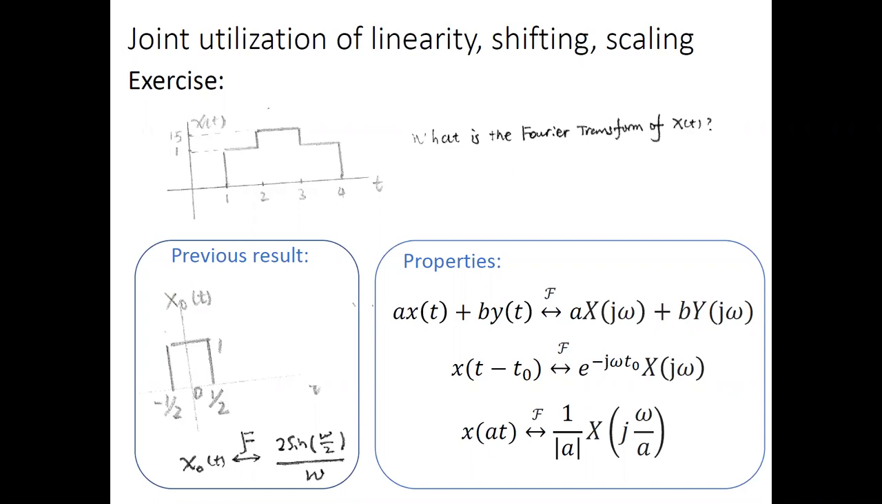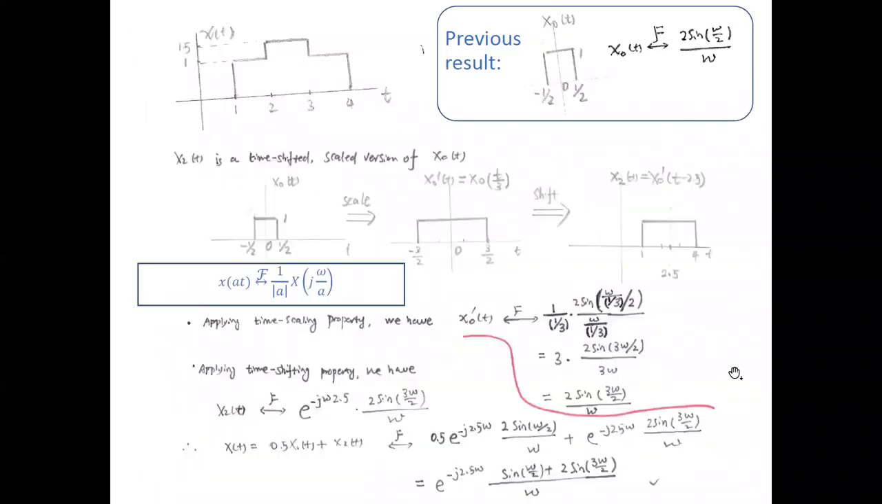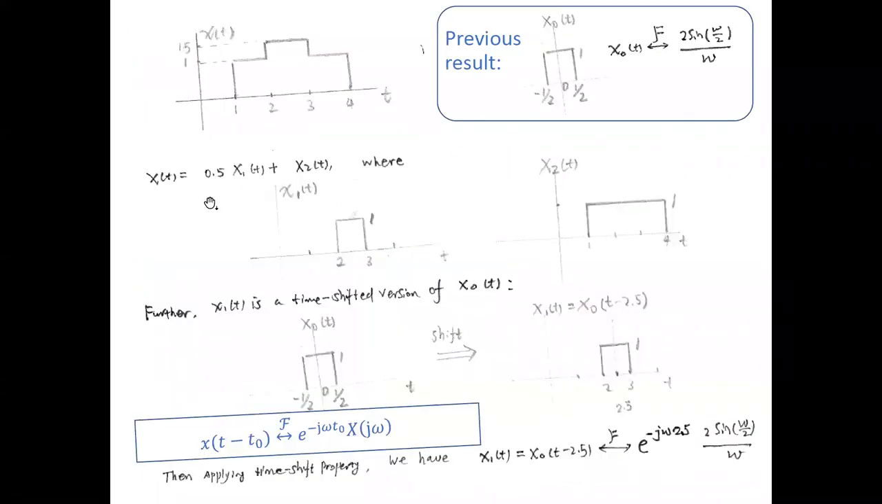Okay, how to treat a problem like this? Our first observation is that x(t) can be expressed as a linear combination of these two signals, x1(t) and x2(t). So x1(t) is a square waveform with a height of 1 ranging from 2 to 3. x2(t) is a square waveform, the height is also 1, ranging from 1 to 4.